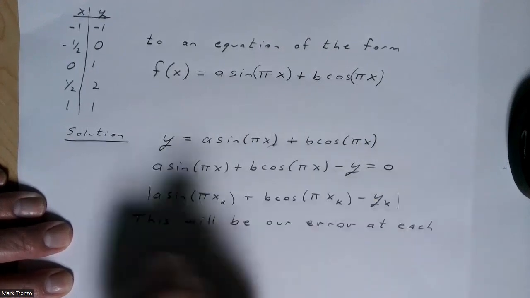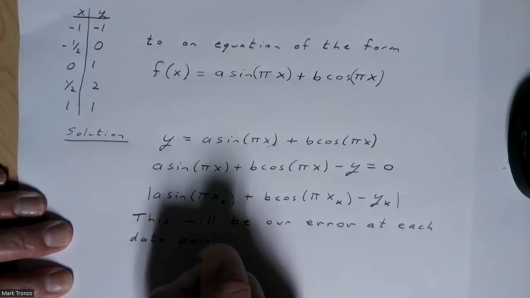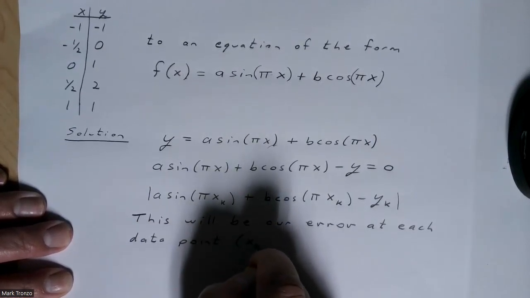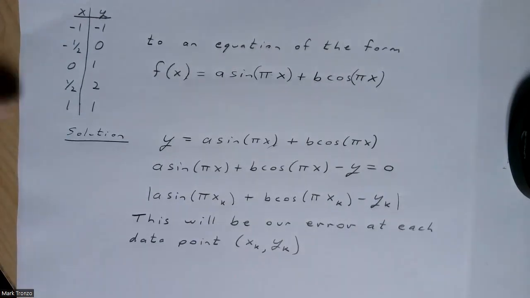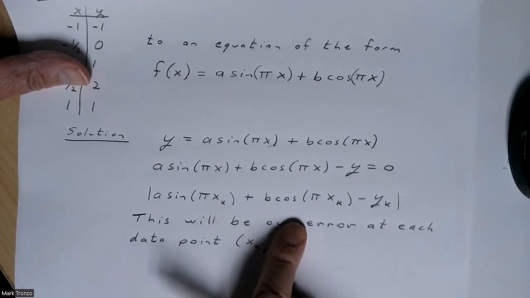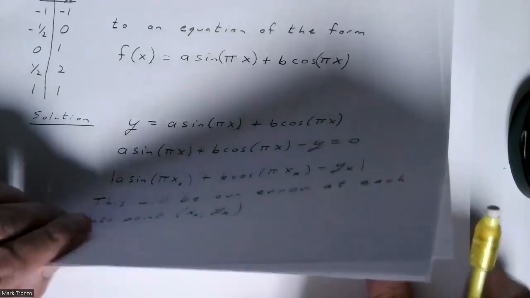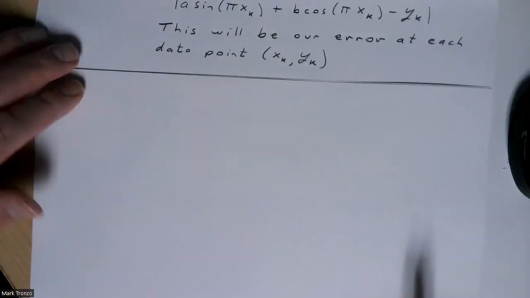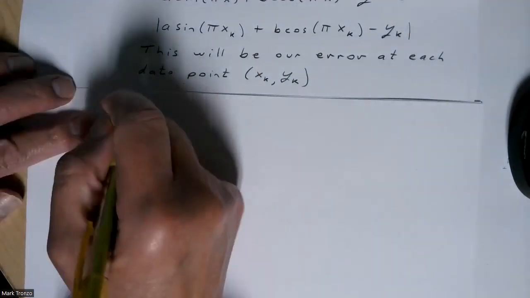At each data point, say xk, yk. And once again, we want to minimize this. So we want to minimize the sum of all these. So we're going to follow the same steps we did on the last example.